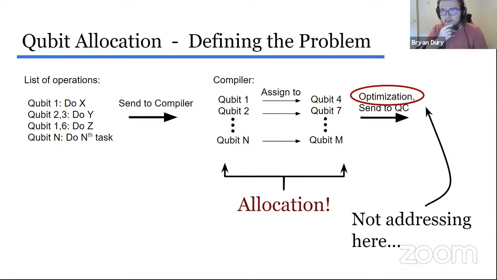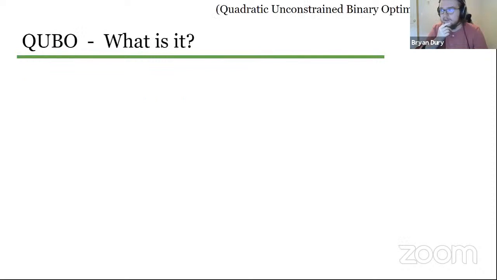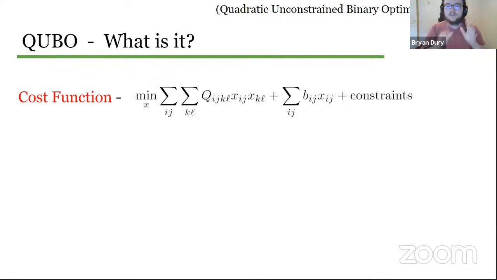So now that we know what we're doing, we can ask the next obvious question: what is QUBO? QUBO, or the quadratic unconstrained binary optimization problem, is essentially a way of reformulating a problem as an optimization over a set of binary variables, where at the end of the day, you're just trying to find the set of binary variables that minimizes this cost function. You can see it has this form, broken up into several parts.